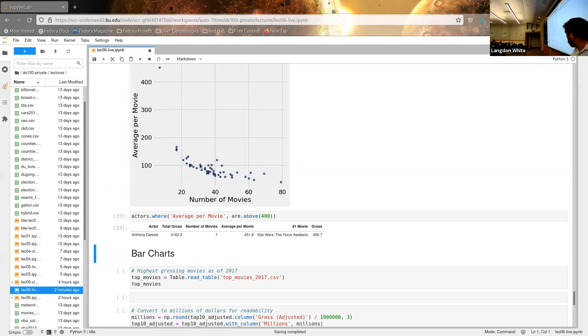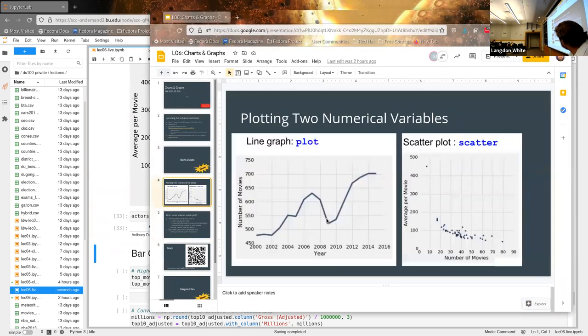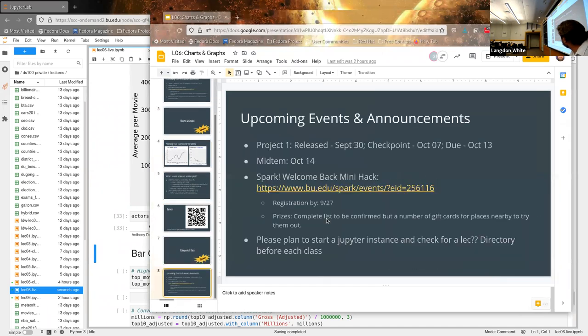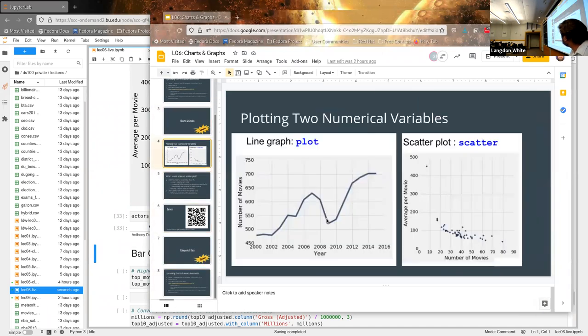All right. So that was scatter plots, right? I thought I had a slide about this. Oh yeah, okay. Is it here? Yeah. All right, so line graph and scatter plot. You use the plot method to get a line graph. That's probably why I started saying plot all the time. To get a scatter plot, you use scatter, okay?